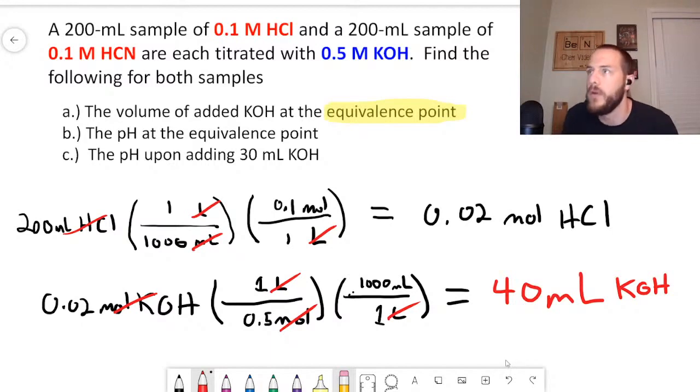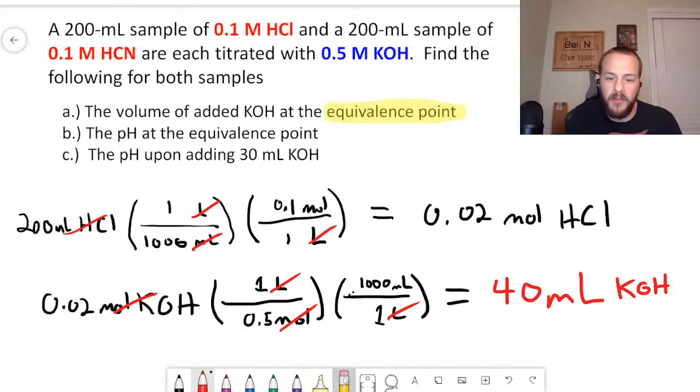So we just figured out the volume of base that needs to be added in order to reach the equivalence point in this strong acid, strong base titration, where you have HCl being titrated with potassium hydroxide. Okay, so what would happen if we now switch this over to HCN? So instead of 200 milliliters of our 0.1 molar HCl, we have 200 milliliters of 0.1 molar HCN.